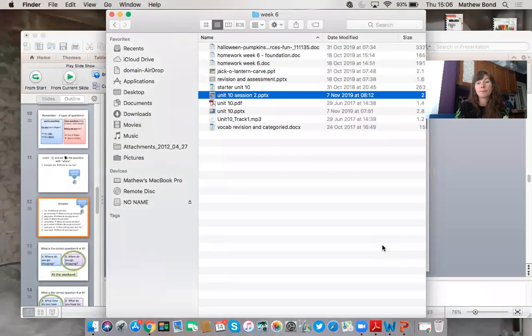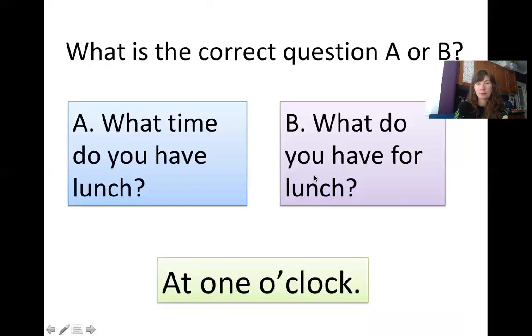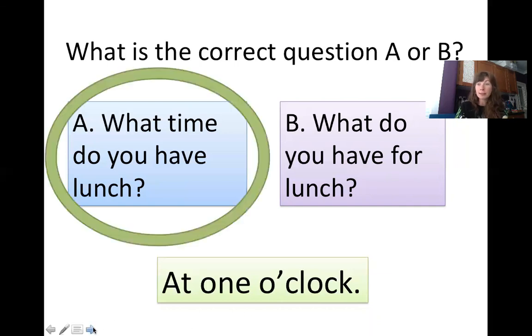Think about it. Oh, where is the PowerPoint gone? Sorry, folks. Here we go. Think about it. Let's have a look at the answer. Yes, it was question A. What time do you have lunch?